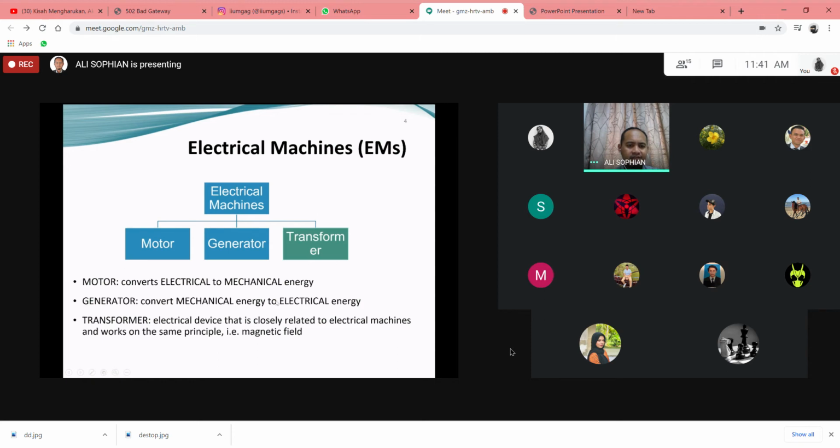The motor converts electrical to mechanical, generators do the other way around, and transformers, just like you have mentioned, convert from electrical to electrical, but of different levels of voltages and currents. The reason why the transformer is included, as stated here on the slide, is that it works on the similar principle as the other types of electrical machines, which is based on electromagnetic energy conversion.